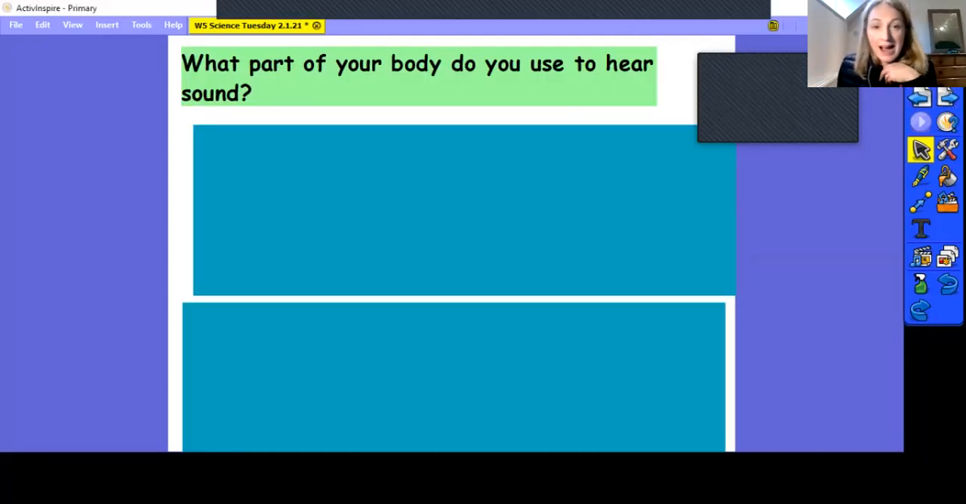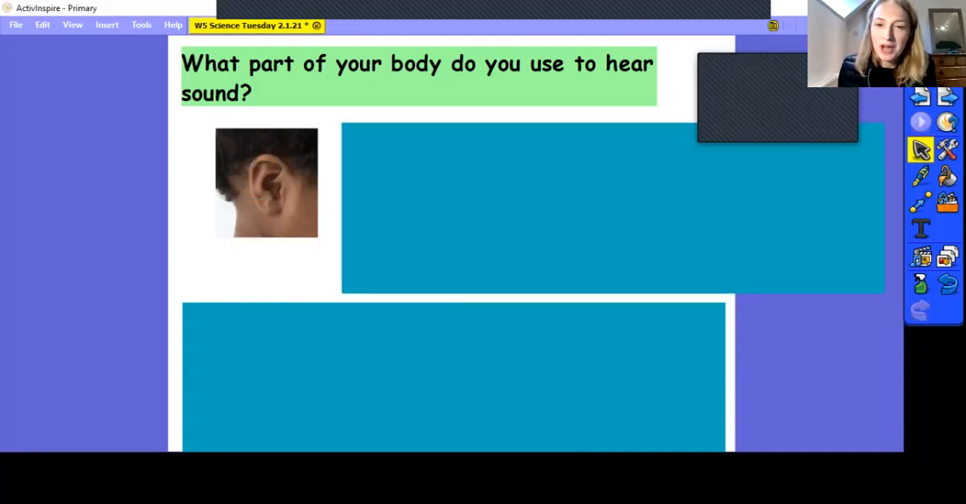Okay, so let's move on to think about how we hear sound. And can you think about which part of your body you use to hear sound? If you want to pause the video, or if you want to just tell me on video, you can now. So I'm sure you all know this, especially because I almost gave it away by pointing at it, but we all hear sound with our ears.